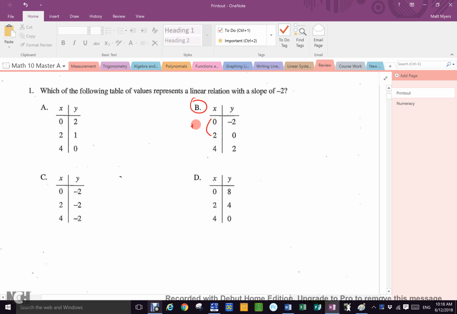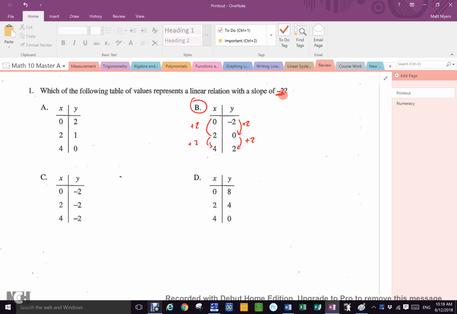So this goes up 2, and this goes up 2, right? And this goes up 2, and this goes up 2. So you're saying that would get me a slope of -2. No, there's nothing wrong with this. This is why we're doing it, right? That was your thinking, right?